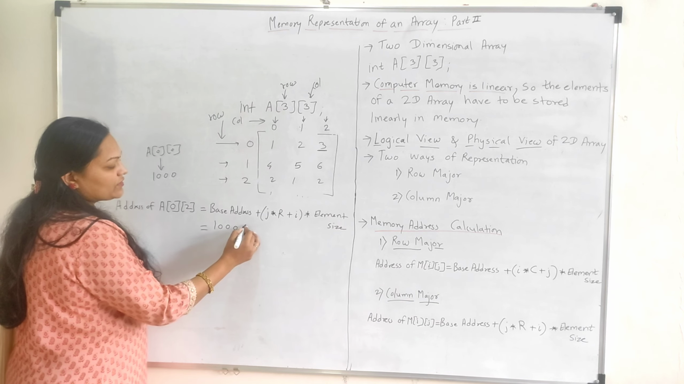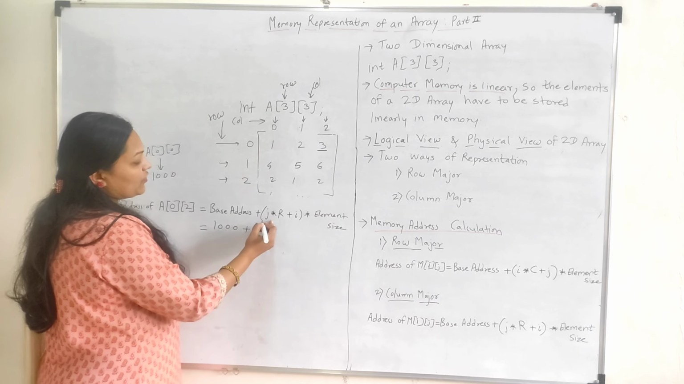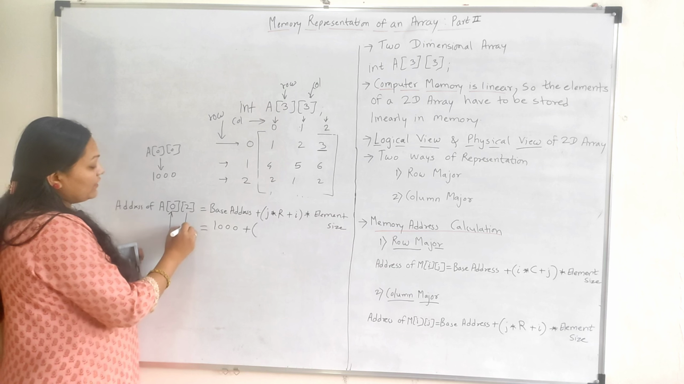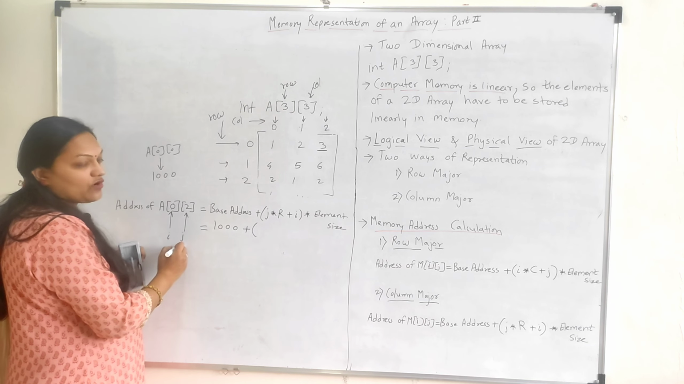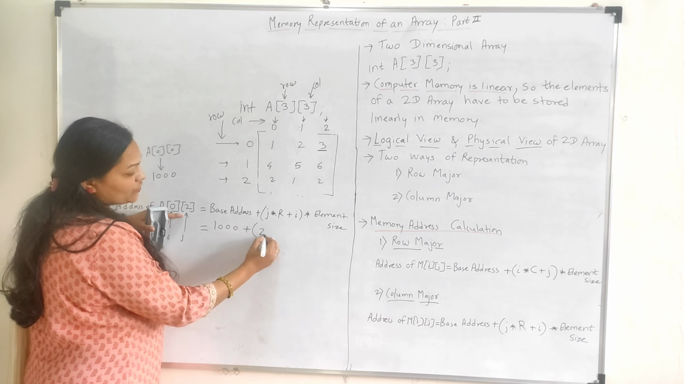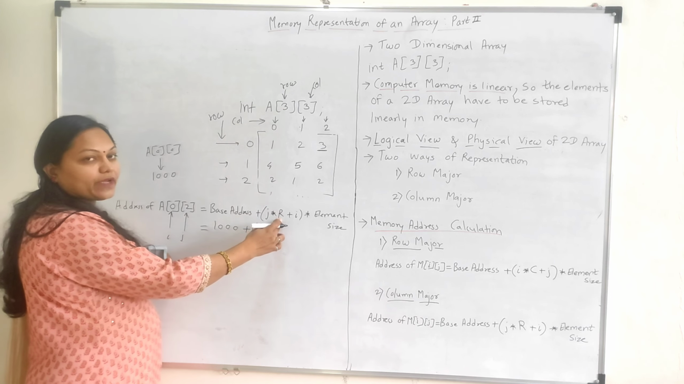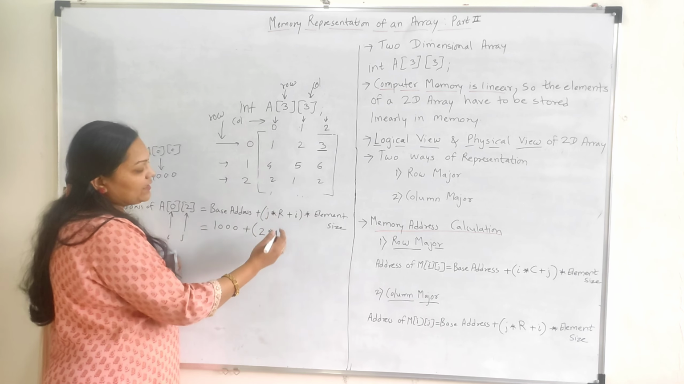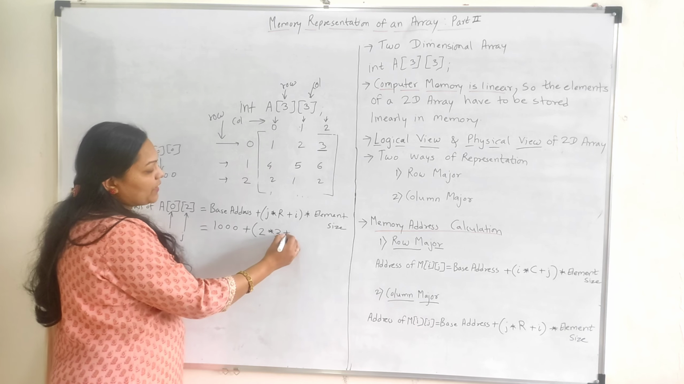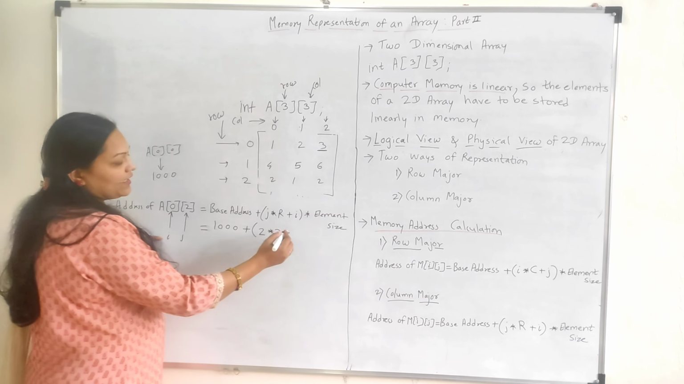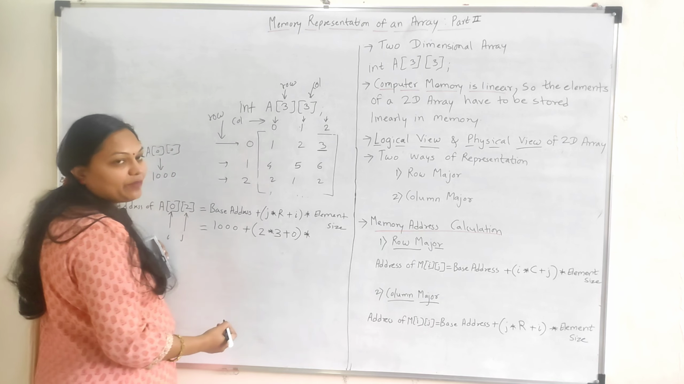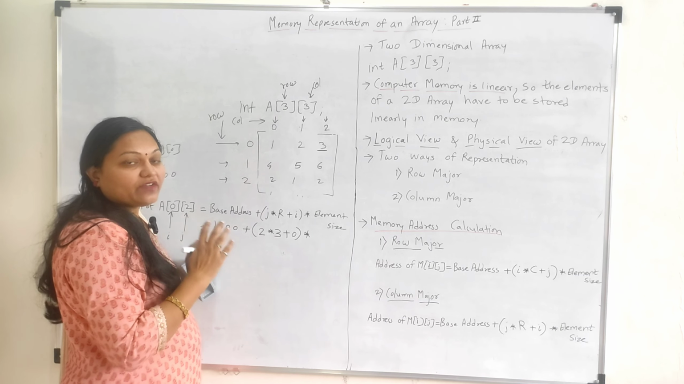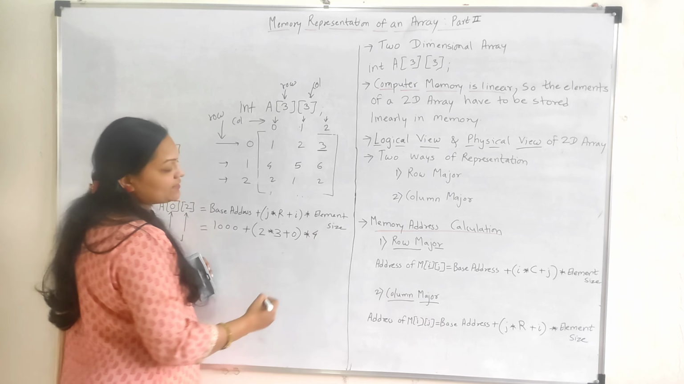It is 1000, which is already given, plus what is the value of J? See, this is the value of I, which will represent the row. This will represent the column. This is the value of J. So what is the value of J? It is 2. 2 into, what is the value of capital R? Capital R means number of rows in that matrix. So how many rows are there? 3 rows are there. Plus what is the value of I? Value of I is 0 into element size. We are storing integer type elements. To store one integer element we require 4 bytes. So element size is 4.